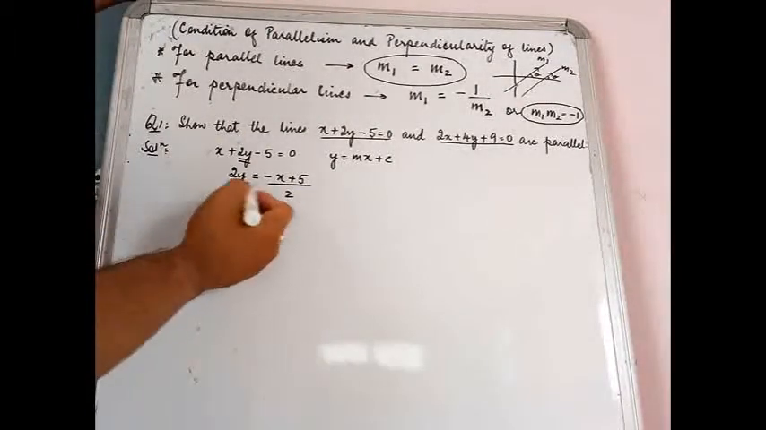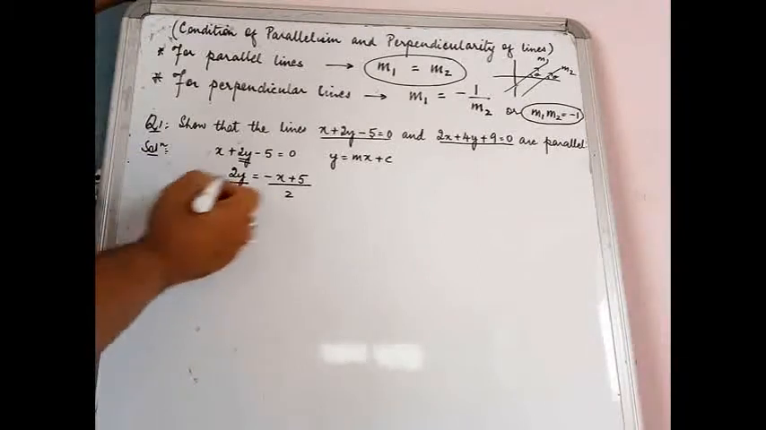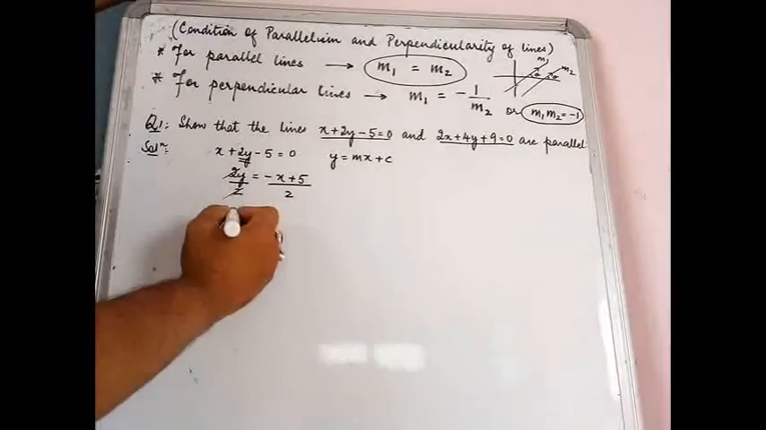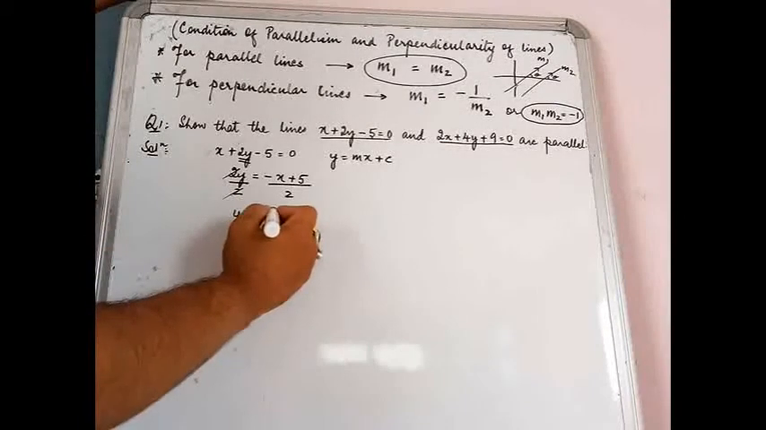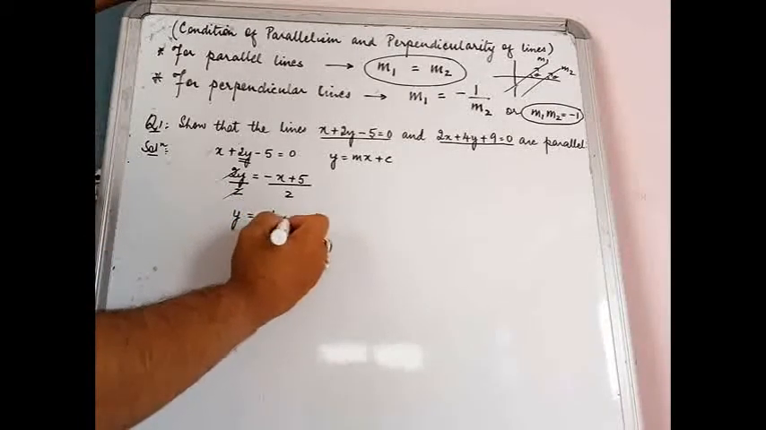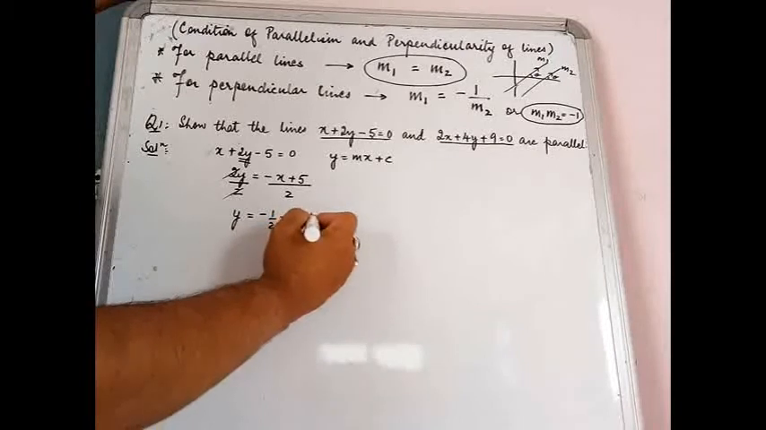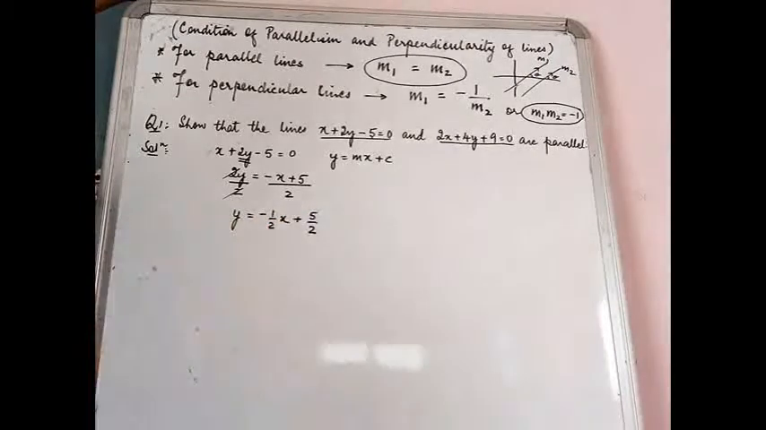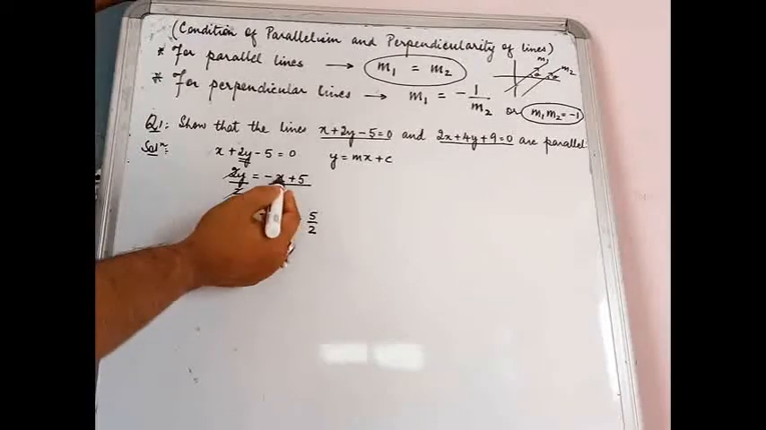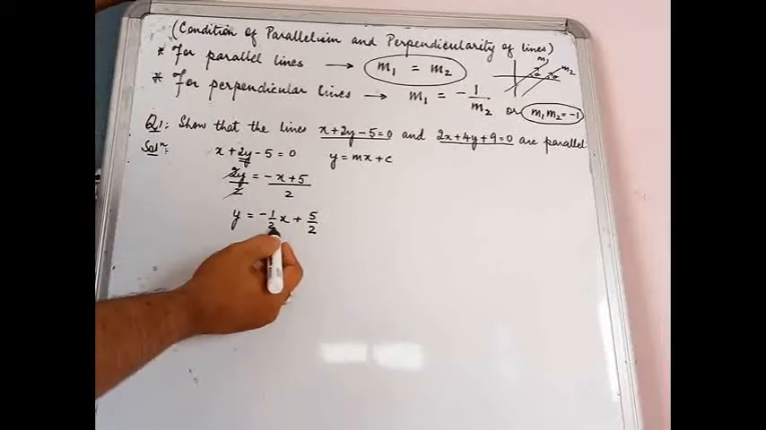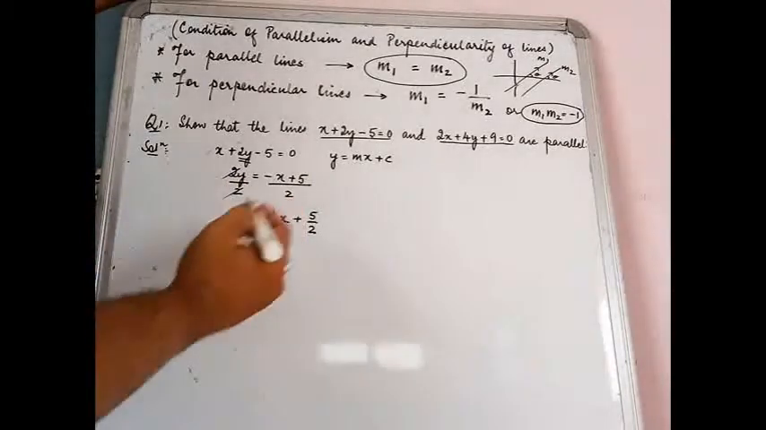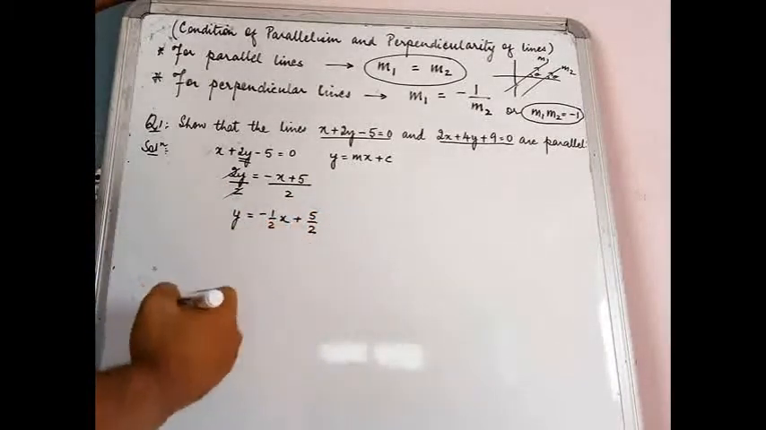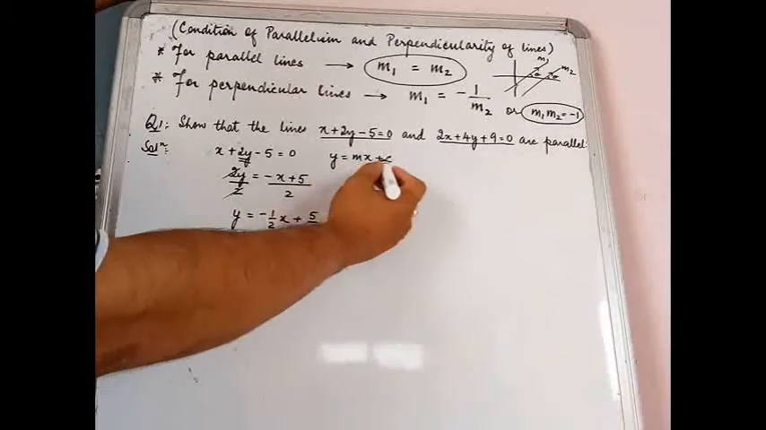Once we divide both sides by 2, the 2 and the 2 get cancelled, so you have y is equal to minus 1 by 2 x plus 5 by 2. I have divided minus x by 2, so we get this, and then plus 5 by 2. So this is the equation that is now in the form y is equal to mx plus c.